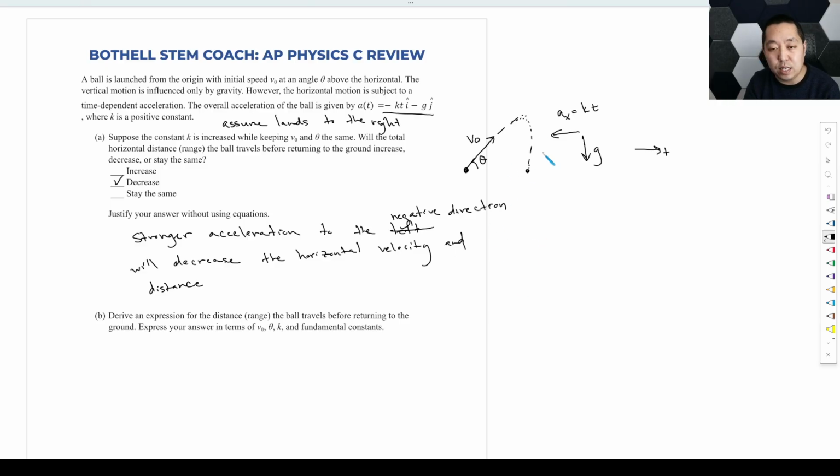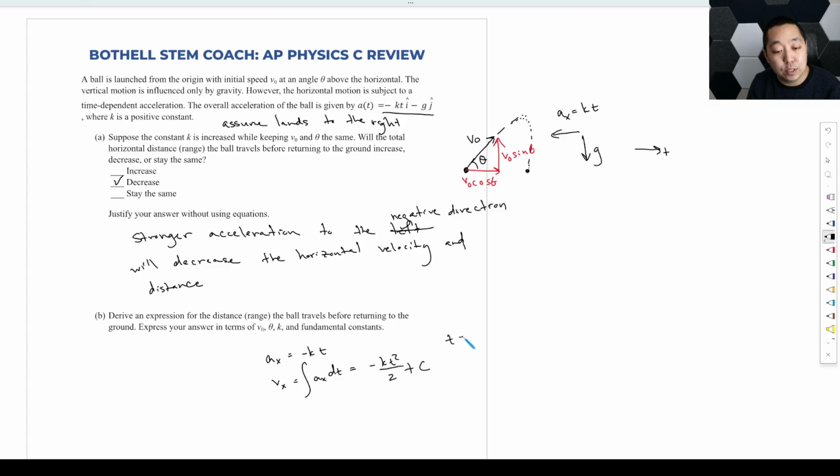let's find the x direction components, right? So we know that the velocity in the x direction we can decompose is going to be v0 cosine theta. The y component is v0 sine theta. So we know the acceleration in the x is negative kt. That means we can know the velocity in the x is just doing the integral. It's going to be negative kt squared over 2 plus c.